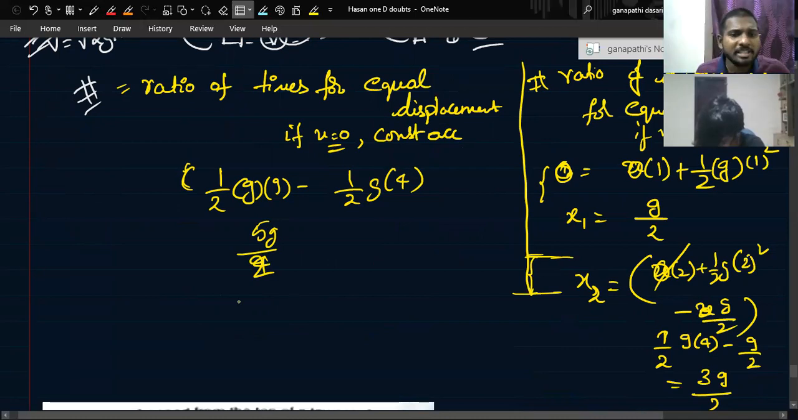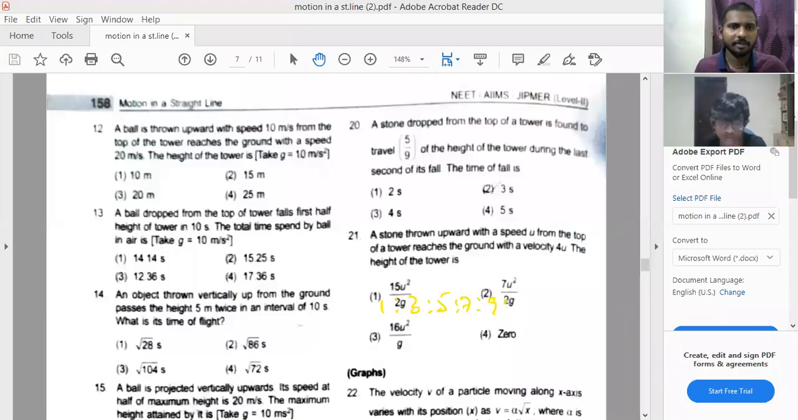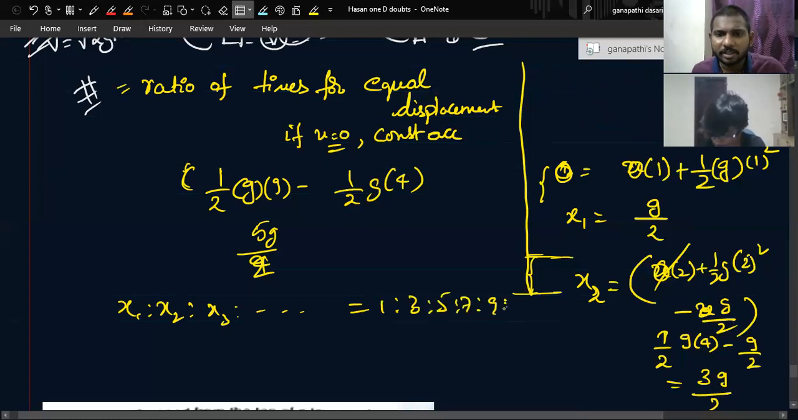So the ratio is what? The ratio of displacement x1 is to x2 is to x3, and so on, is equal to 1 is to 3 is to 5 is to 7 is to 9. Did you remember this now? Is it okay? Yes, sir.